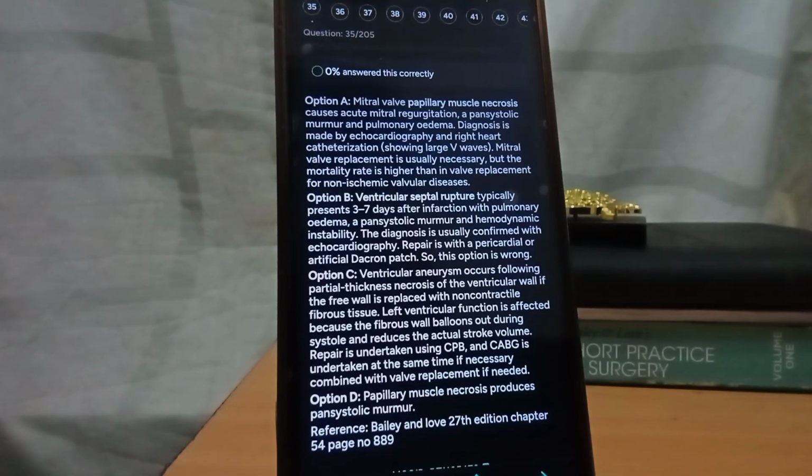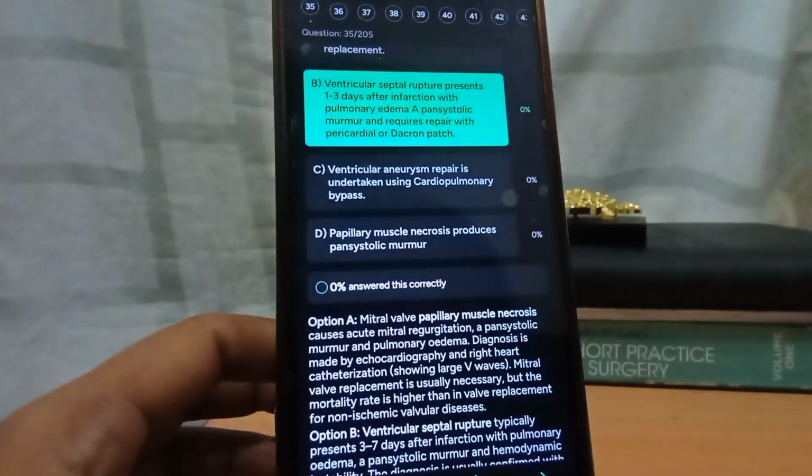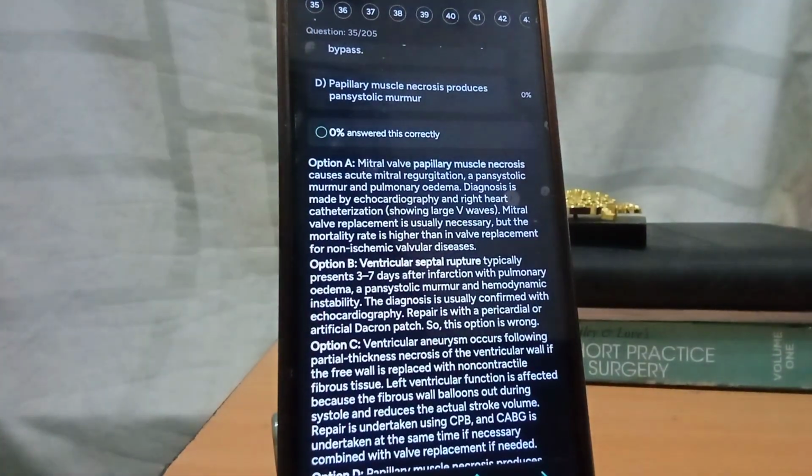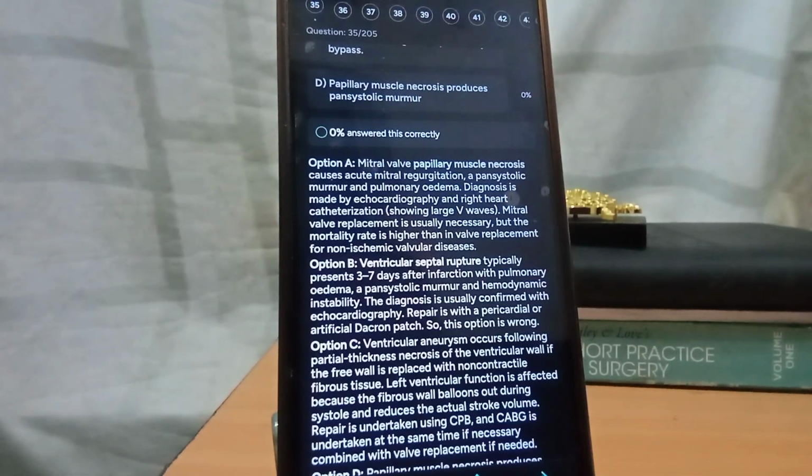Option B is ventricular septal rupture, which typically presents 3 to 7 days after infarction with pulmonary edema, pansystolic murmur and hemodynamic instability. Here it is saying 1 to 3 days, but septal rupture typically presents 3 to 7 days after infarction. The diagnosis is usually confirmed with echocardiography. Repair is with a pericardial or artificial patch. So this option is wrong.